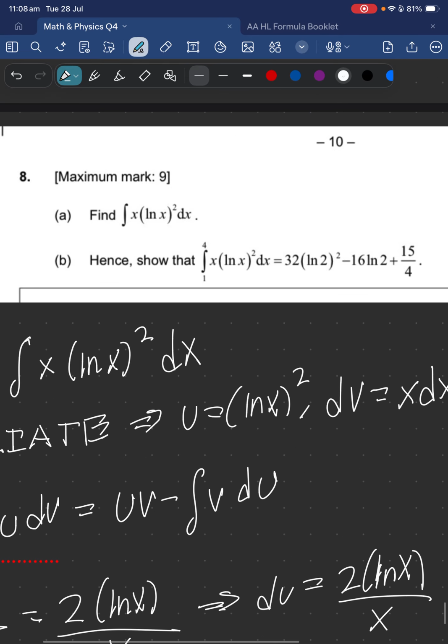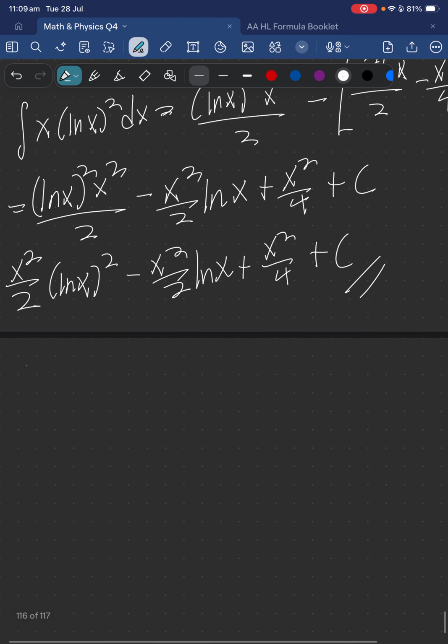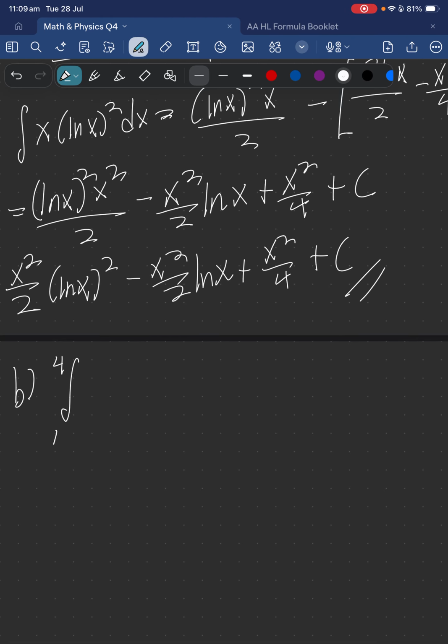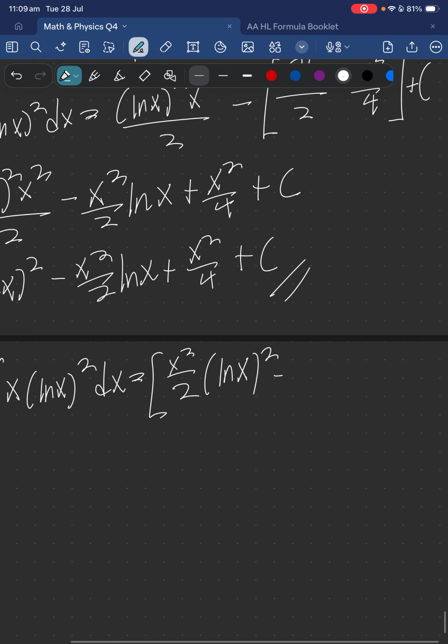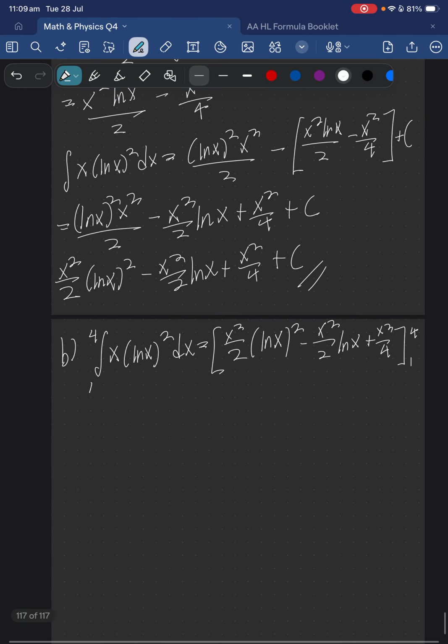Now part B is asking us to make this a definite integral where we integrate over the bounds of 1 to 4. And that is worth 3 marks. So we have the integral from 1 to 4 of x times the natural log of x squared dx, which is going to be what we've evaluated in part A. Oh, I'm running out of space. 2 ln x plus x squared over 4 from the bounds of 1 to 4.